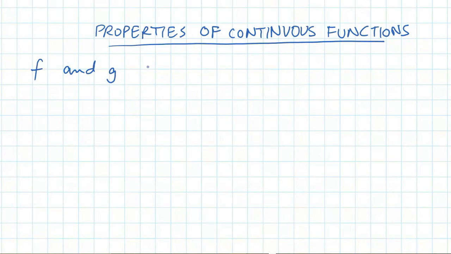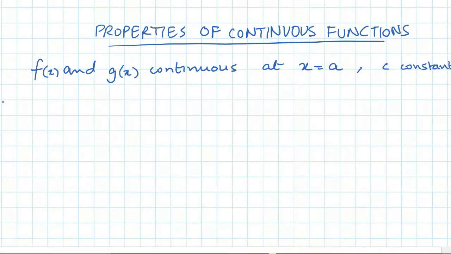F and g are 2 continuous functions at a. So these are continuous at x equals a. These are functions of x. So both of these are continuous at a, and suppose c is a constant. Then these properties we can use. So sum or difference. That means f plus g and f minus g. These are also continuous.